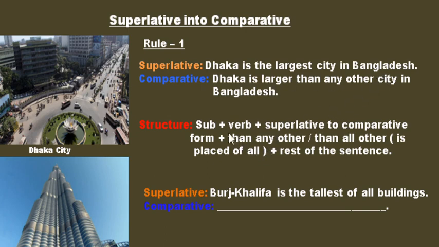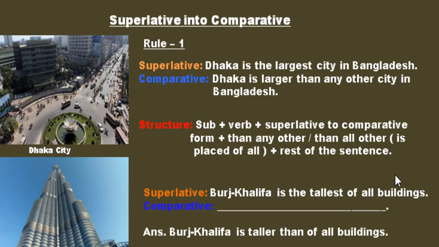You can see the structure here. At first you have to use the subject. The subject is at the initial stage: Dhaka. Then you have to use the verb, that will be singular. Then you have to use the superlative in comparative form, that is larger than any other or than all other, according to the context of the sentence. Then the rest of the sentence. Dhaka is larger than any other city in Bangladesh. I hope you have understood.